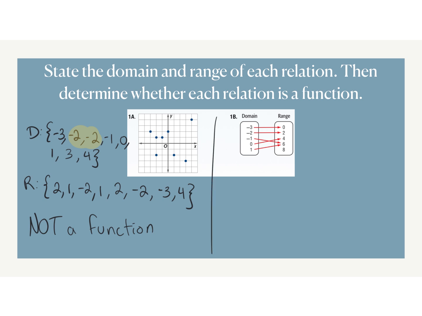Now for 1b, state the domain. It's going to be -3, -2, -1, 0, and 1. And the range is going to be 0, 2, 6, 4, 8. Now, this one, it is a function.